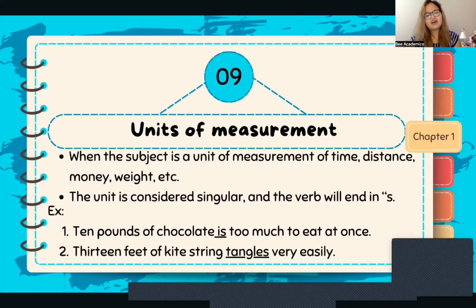13 feet of kite string tangles very easily. When we talk about a unit of measurement, the unit is considered singular and the verb will end in S. We use pounds and feet here. That's why we are using singular, or a verb that ends with S.